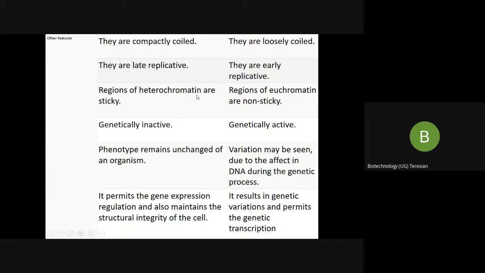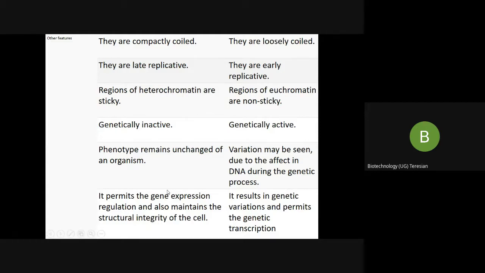And the regions of heterochromatin are sticky, whereas euchromatin is non-sticky. Heterochromatin is inactive, as we said, it does not show any transcriptional activity, whereas euchromatin is generally active and shows transcriptional activity. So heterochromatin is genetically inactive, whereas euchromatin is genetically active. The phenotype of an organism remains unchanged in heterochromatin, whereas in euchromatin variation may be seen due to the effect of DNA during the genetic process.